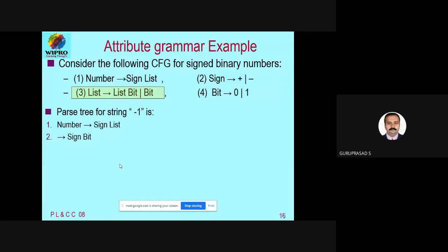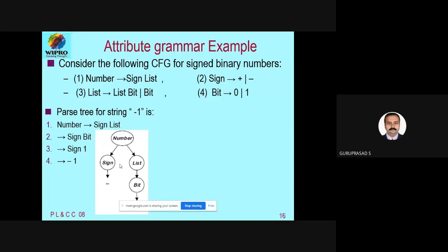Okay. So what is left out is the sign bit. What is left out? Okay. So bit is replaced by 1 because bit produces either 0 or 1, and then sign is replaced by minus. So we have got the derivation of this string. If we construct the parse tree, it looks like this: number produces sign list, list produces bit, bit produces 1, sign produces minus. Simple. Okay. Similarly, we shall do the derivation for -101.